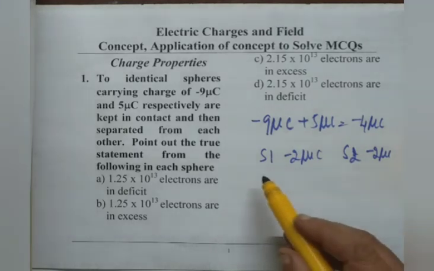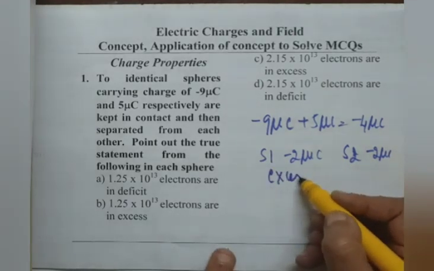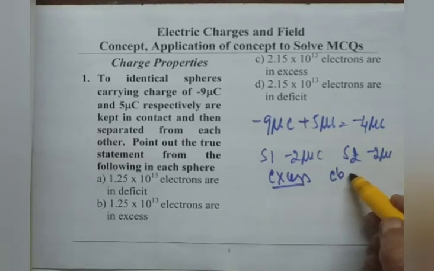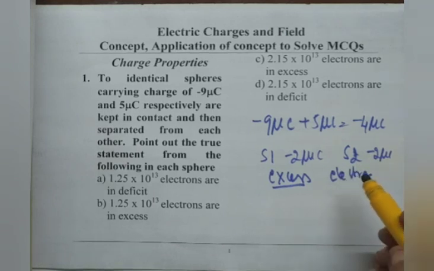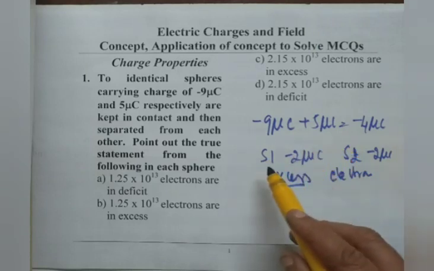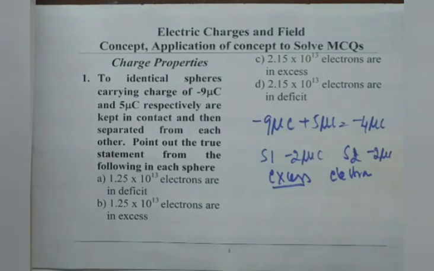Here, S1 and S2 both have minus 2 microcoulomb. That means there is negative charge on both. That means there is excess of charges. Observe how we are analyzing this situation. So, there should be excess of electrons. By additive property, we got total charge on both the spheres when we connect them. And once we remove them, total charge gets redistributed because they are identical spheres, means their radius and everything remains same. And that is possible because once we connect them, they acquire same potential.